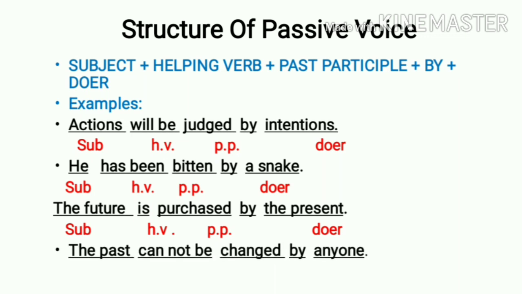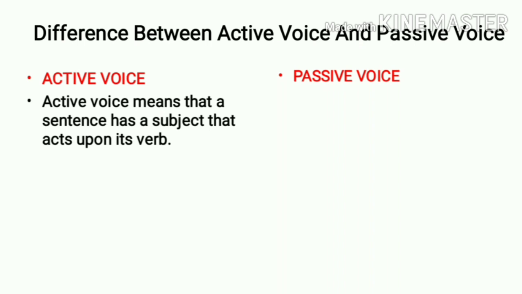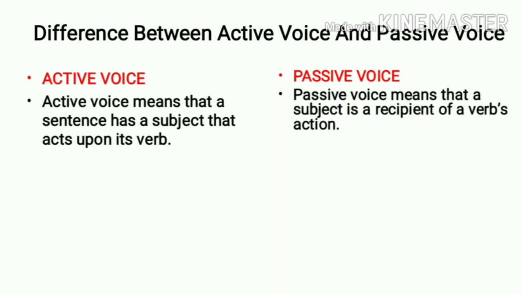The past cannot be changed by anyone. The past, that is subject, cannot be is helping verb. Changed, that is past participle, by anyone. Anyone is a doer. Let us discuss the difference between active voice and passive voice. Active voice means that a sentence has a subject that acts upon its verb. Passive voice means that a subject is the recipient of a verb's action.